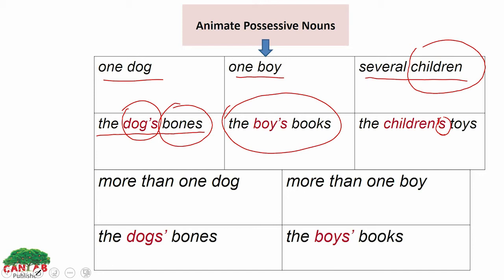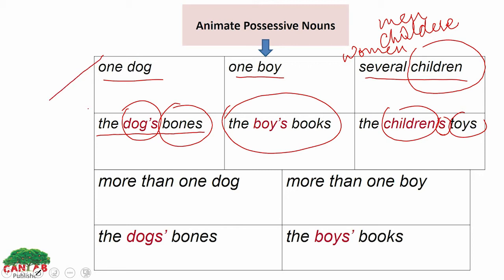Those plural nouns which do not end with s, we will simply put an apostrophe and s at the end to show the possession. The children's toys. The irregular nouns are men, women, children, etc. This was the singular animate possessive nouns here.